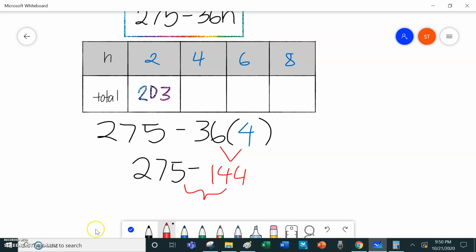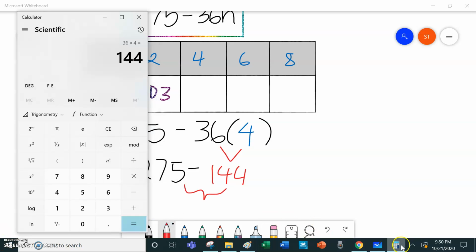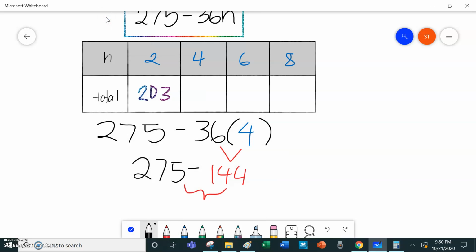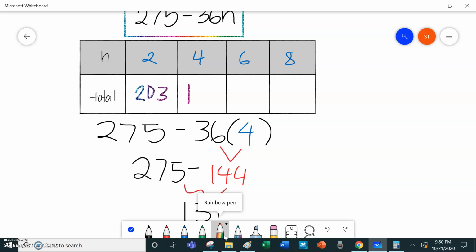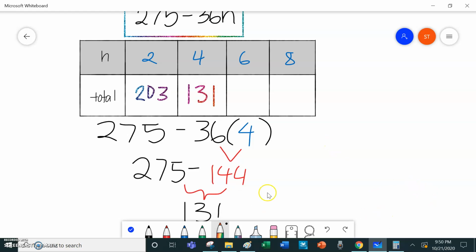Bring my calculator back up. 275 minus 144, and I get 131. That is my output value when my input value is 4. And I can put it right into my table, 131.